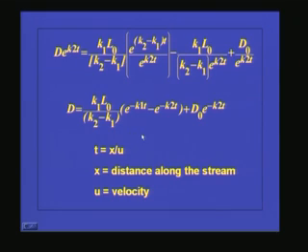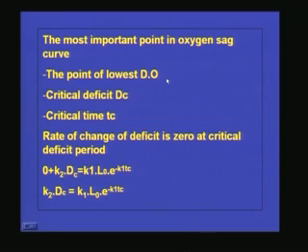But for management purposes, this oxygen sag curve itself will not be enough, because we are interested to find out what is the minimum dissolved oxygen concentration available, what is the maximum deficit, and at what distance it is occurring. That is the most important thing. So how can we find out that information from this expression? That is what I have written here.